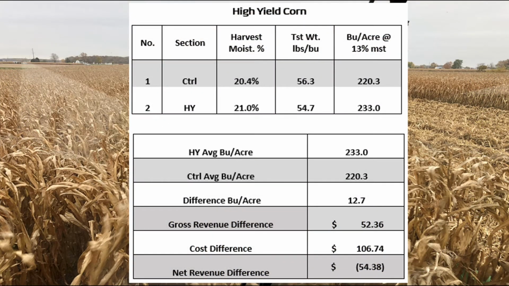For the high yield corn plot, as you can see in these tables, the high yield section out-yielded the control section by nearly 13 bushels. Unfortunately, more were needed to make up for the input cost, giving a net loss of $54.38.